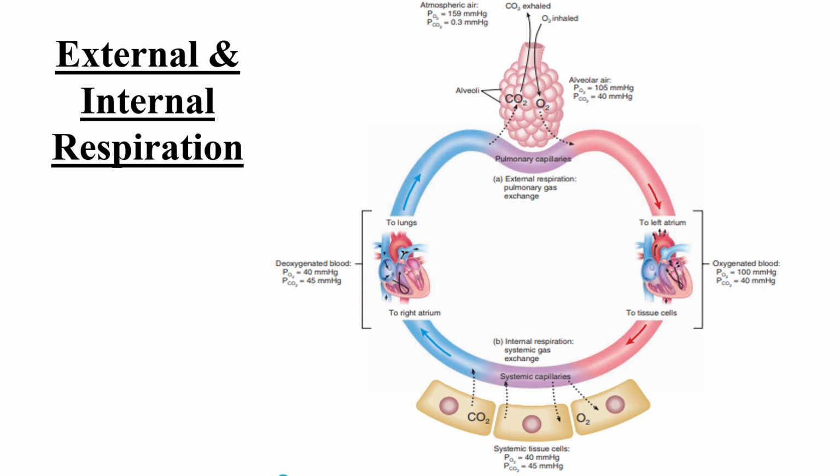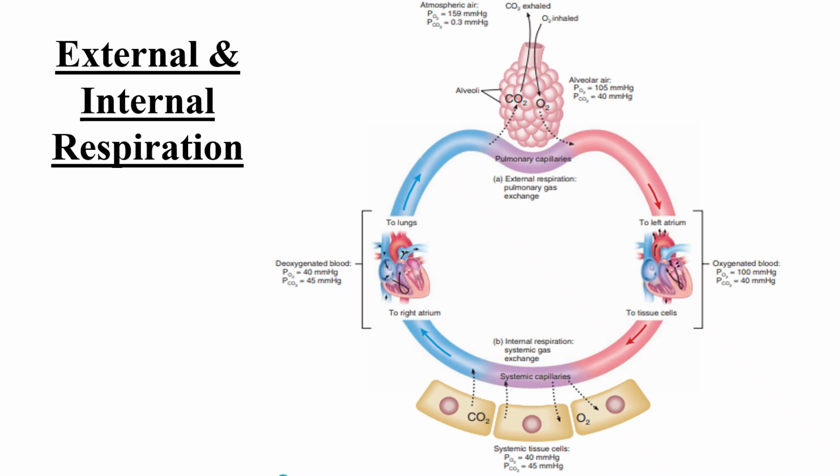And next, we'll be dealing with the external respiration and the internal respiration. In case of the external respiration, it is also called the pulmonary gas exchange, and it is the diffusion of oxygen from air in the alveoli of the lungs to blood in the pulmonary capillaries, and the diffusion of carbon dioxide in the opposite direction. These exchanges, be it external respiration or internal respiration, are based upon the partial pressure difference.